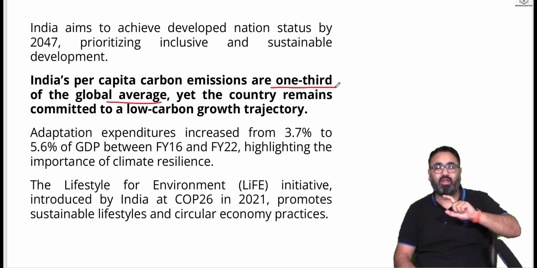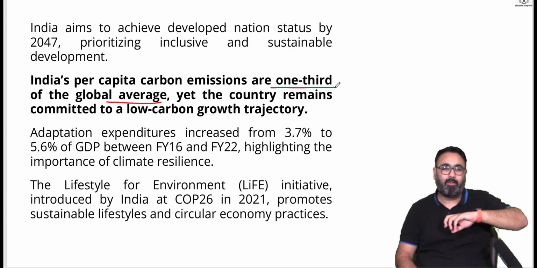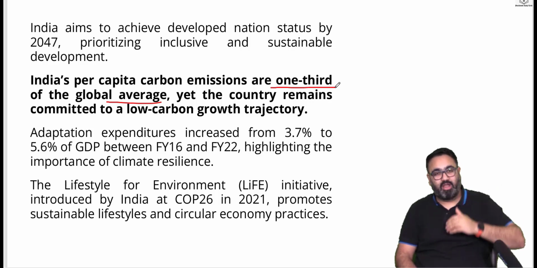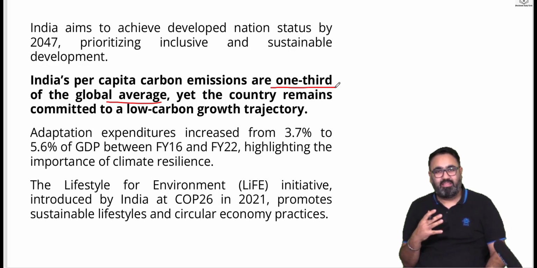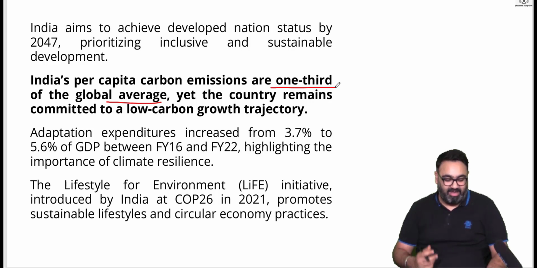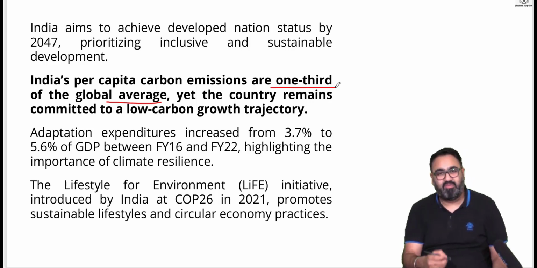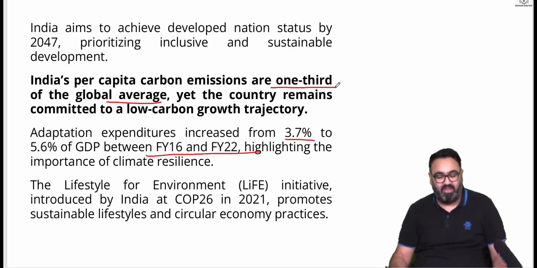We are not saying one-third of countries such as America or developed countries. Developed countries' per capita emissions are humongous. For us, even at the world average, we are one-third of that. And even then, rather than giving excuses, we are committed to increasing our participation in this fight against climate change. Right now, the adaptation expenditure that we have been doing as a government has increased from 3.7 to 5.6% of the GDP between financial year 2016 to 2022.